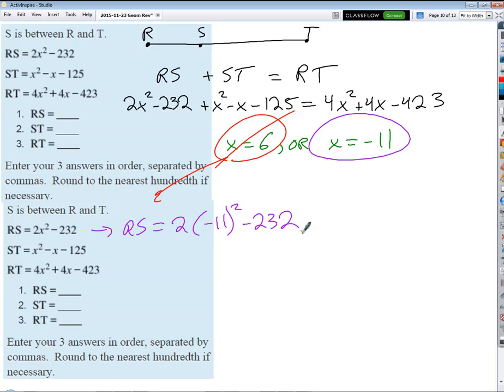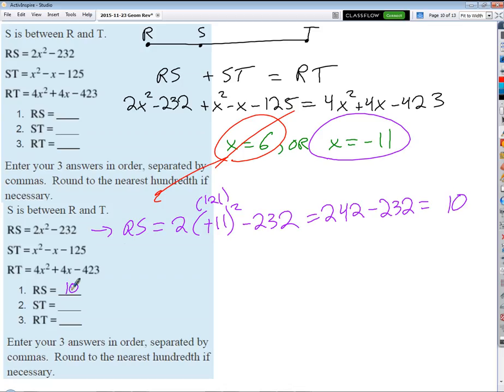What's maybe even a better way to deal with this? Whenever we square a negative number, what can we always do instead? Yeah, just square the positive, right? So just forget about the fact that that's a negative 11. Just make it positive, because they're both going to be the same answer anyway. So what do we get here? What is 11 squared? 121. So 2 times 121 is what, 242? Minus 232 is what? 10. Yeah. So there's my first answer.